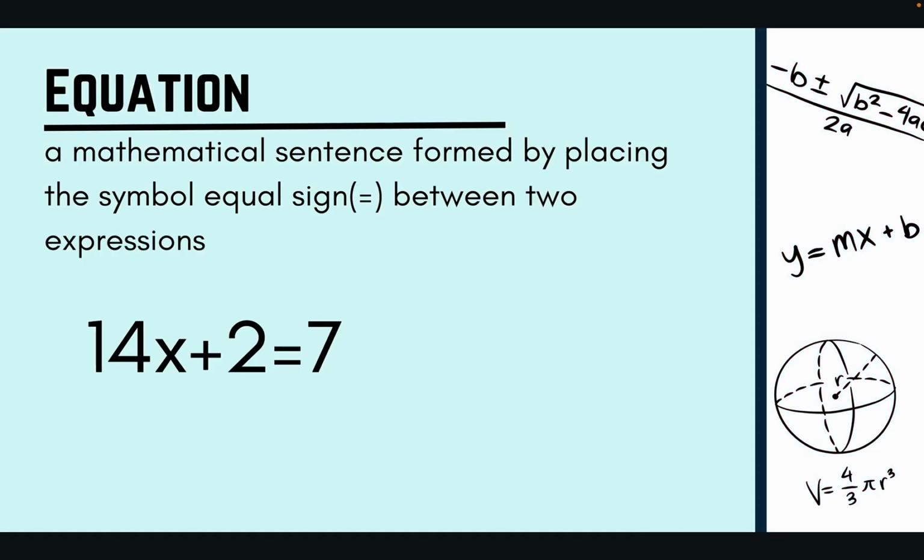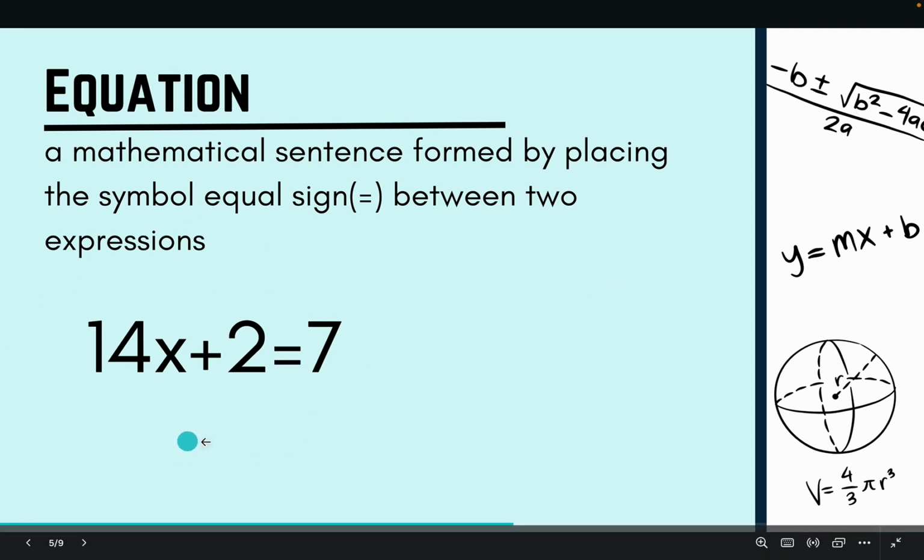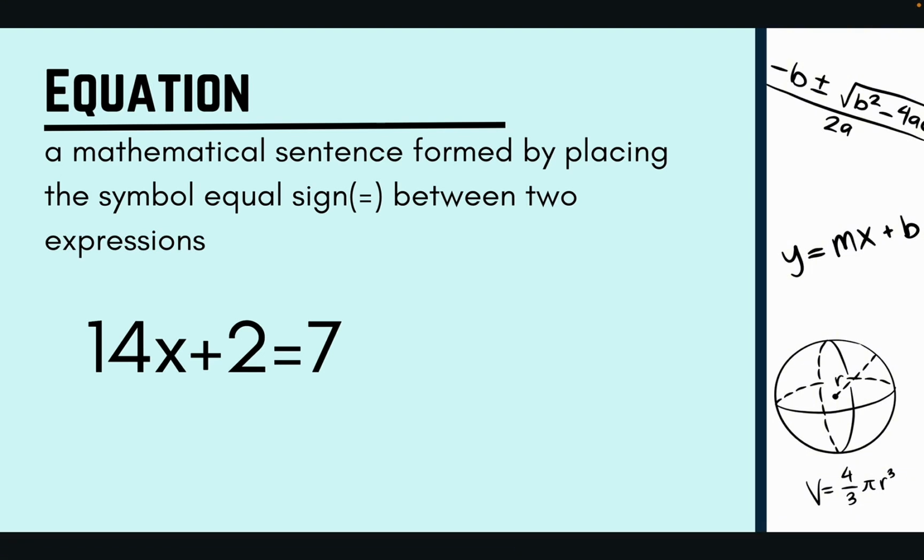Next, equation. An equation is a mathematical sentence formed by placing the equal sign between two expressions. This here, with an equal sign between two expressions, 14x plus 2 and 7, could be an equation.